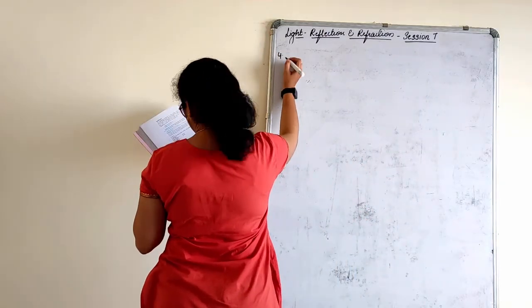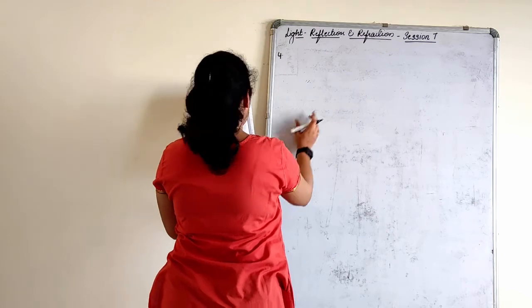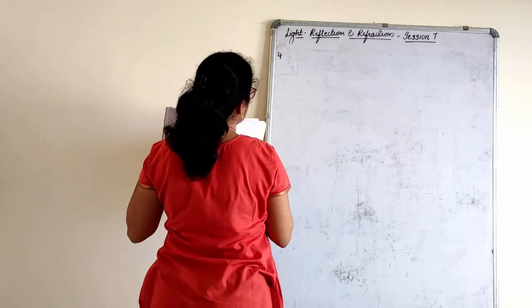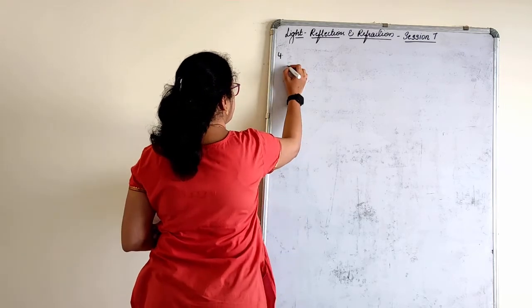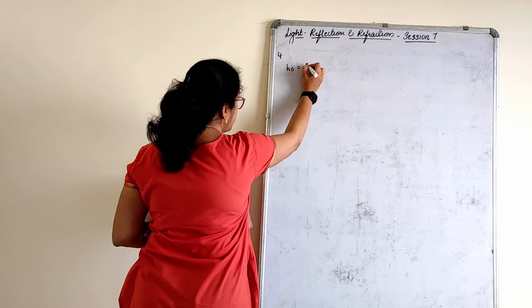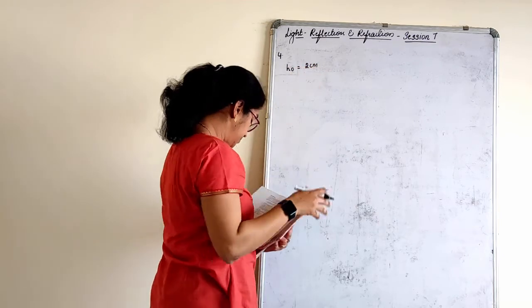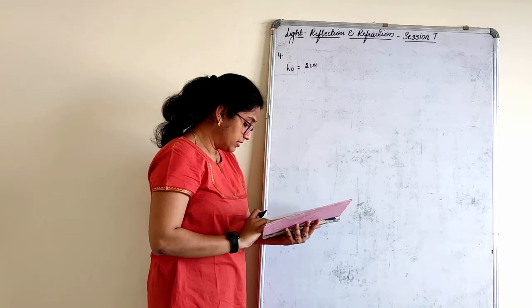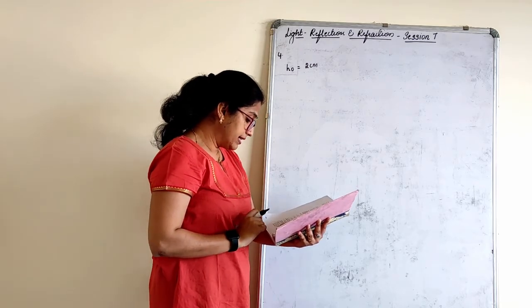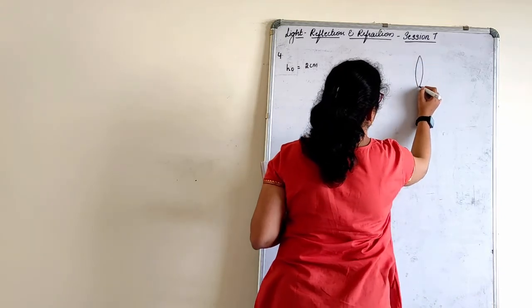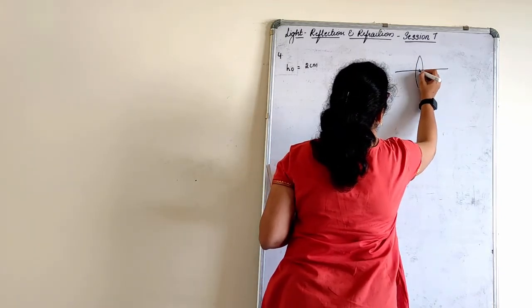Fourth one. A 2 centimeter tall object. So what is the height of the object? Let us see what type of a lens or a mirror they have mentioned. Height of the object is 2 centimeter, placed perpendicular to the principal axis of a convex lens. Okay, so it is a convex lens. We understood that.